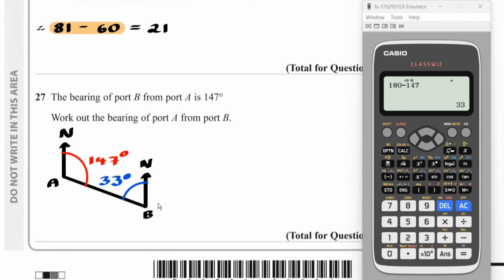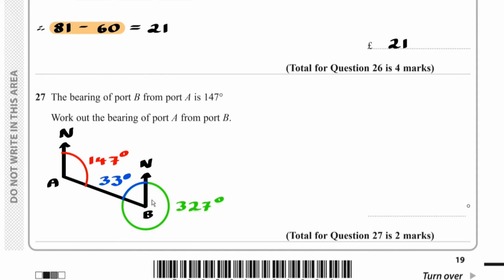Now we know that angles around a point sum to 360. So if I do 360 subtract 33, that's 327. So we are going from B to A because we are working out the bearing of port A from port B, so that is 327 degrees.